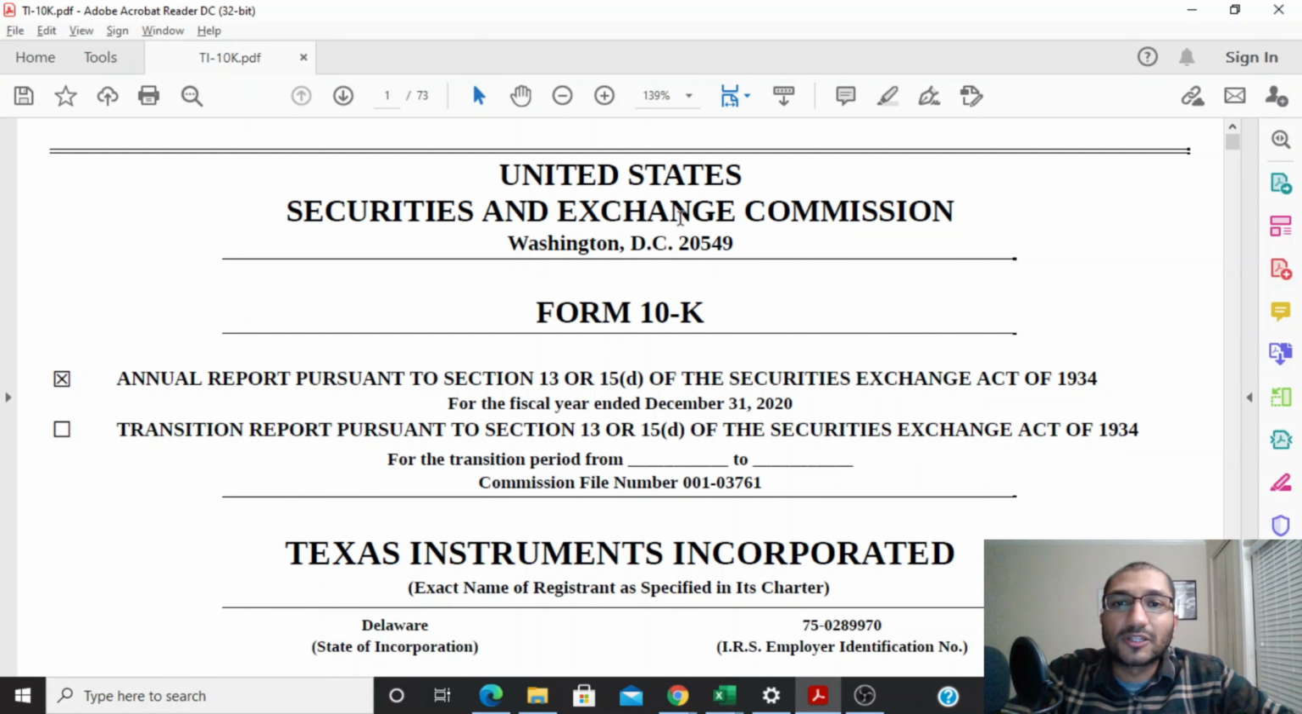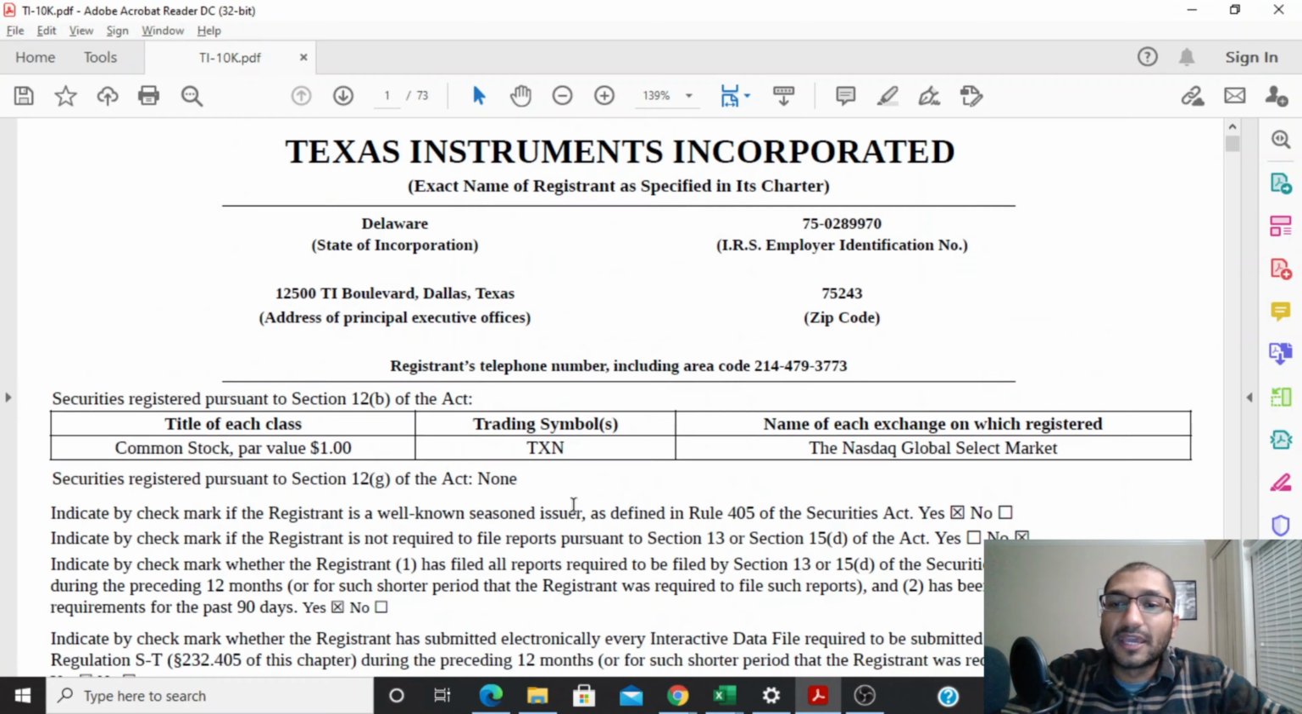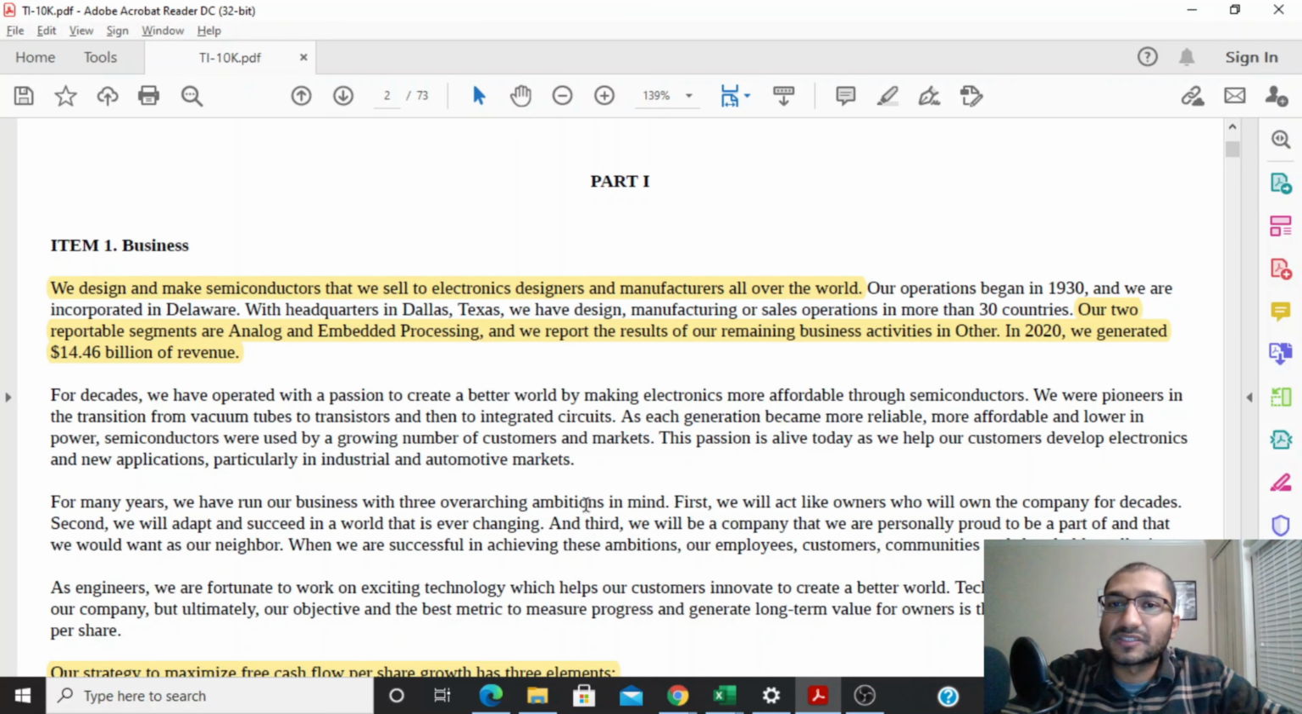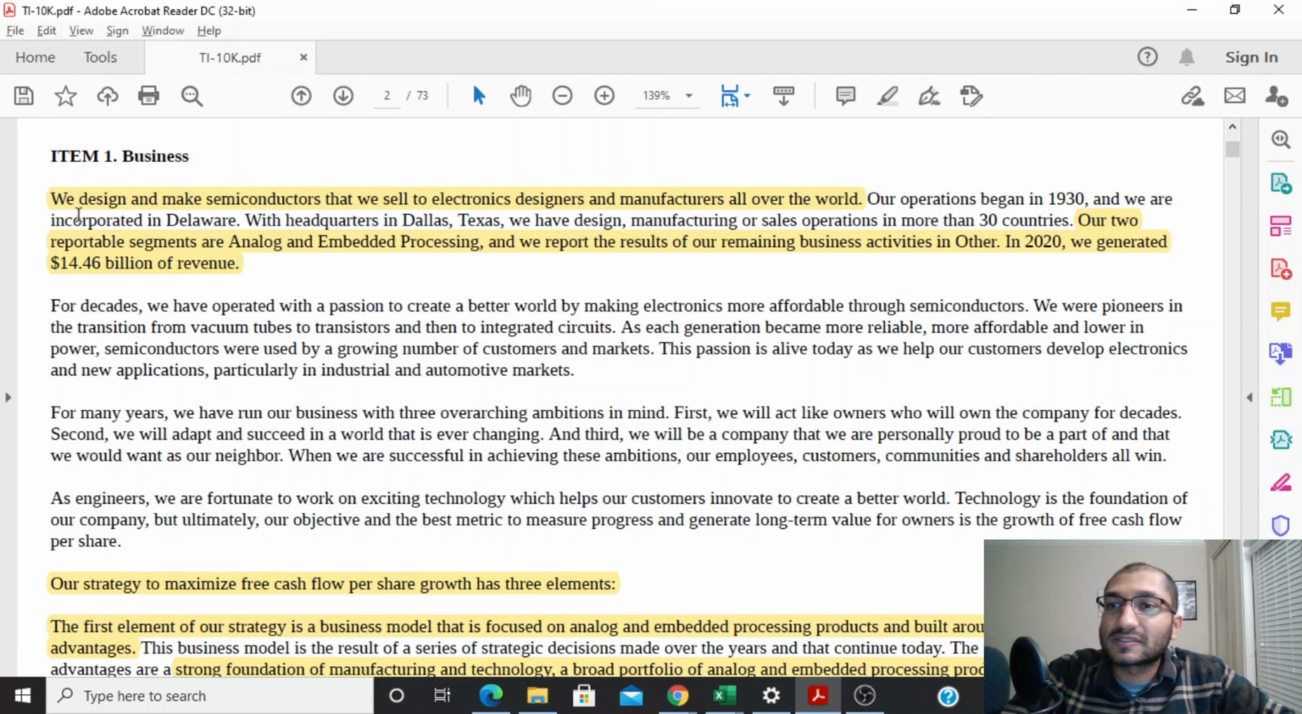Hey guys, let's start off by looking at the Form 10K, which is the annual report that Texas Instruments filed with the SEC. This is for the fiscal year that ended December 31st, 2020. And on the next page, the company provides a business overview. Texas Instruments states that it designs and makes semiconductors that it sells to electronic designers and manufacturers all over the world. TI has two reportable segments, the analog segment and its embedded processing segment, and it reports its remaining businesses in the other segment. In 2020, it generated $14.46 billion of revenue.